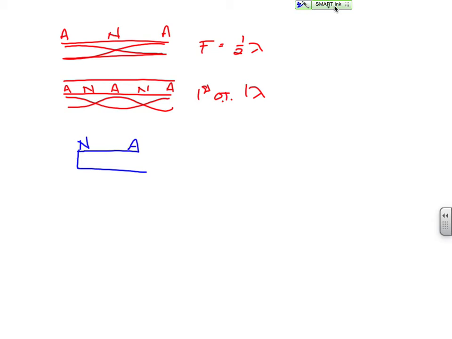No. So the node would be like here, and it would be either going to a crest or going to a trough. So this, compared to that, looks like, hey, that's half of the half, which means my fundamental would have to be 1/4 of a wavelength. But again, that's not the only standing wave I can make in here.